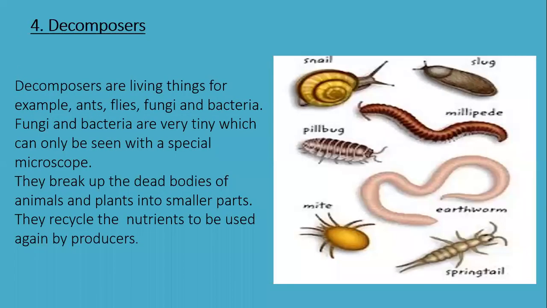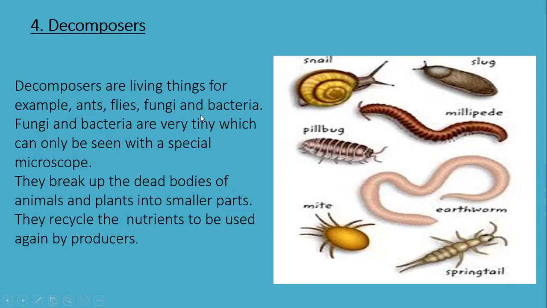Now the fourth part of the food chain is the decomposer. How many parts does the food chain have? 4 parts: sun, producers, consumers. Then inside consumers, we have 4 types: herbivores, carnivores, omnivores, and scavengers. Then the fourth part of the food chain is the decomposer. Who are decomposers? Decomposers are living things, for example, ants, flies, fungi, and bacteria.